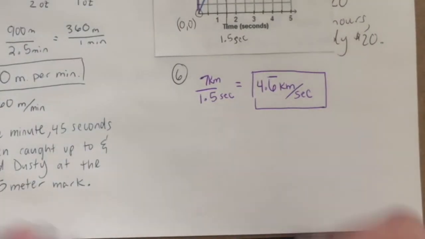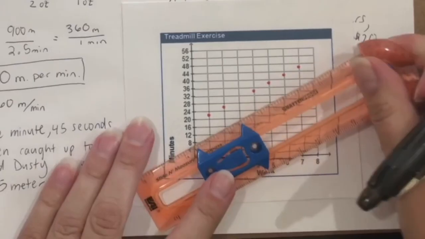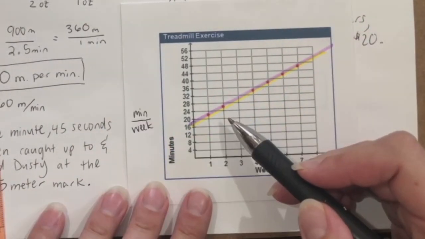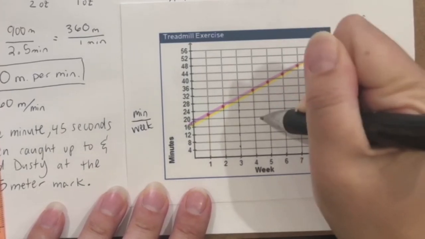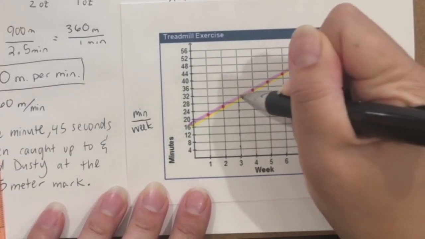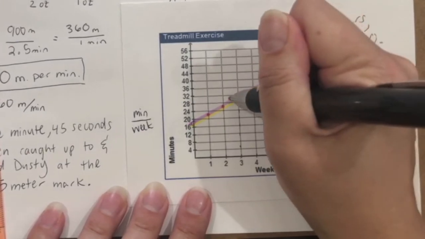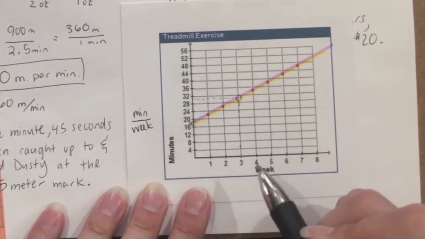Let's go ahead and do number 7. The graph shows the average number of minutes that Leandro has spent running on the treadmill each day over the past several weeks. According to the pattern, for how many minutes did he run on a day during the 3rd week? Let's go ahead and put a line on here. How many minutes did he run on a day during the 3rd week? Okay, 3rd week. This is where we don't have any data. Maybe he did run and he just forgot to record the data, and so he's going to estimate it. But it looks like it's right here at this point. So let's go across here and we'll say about 30, right? It's in between 28 and 32, so about 30.